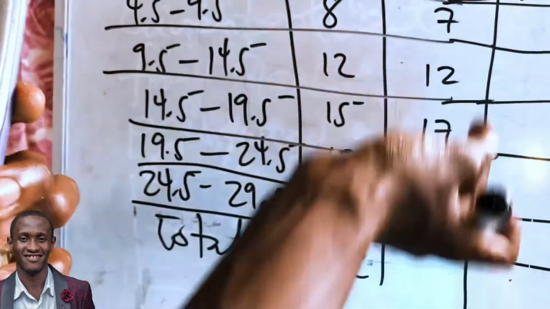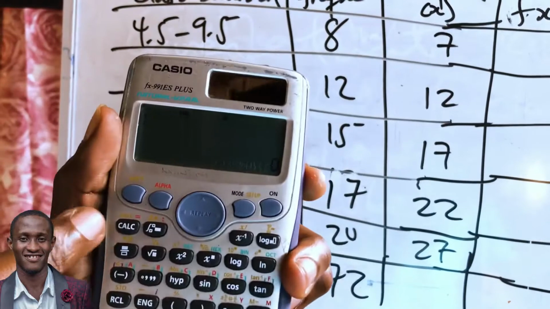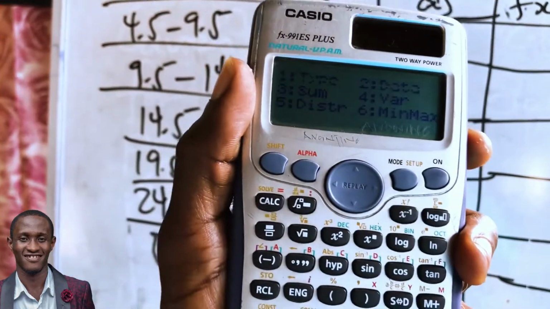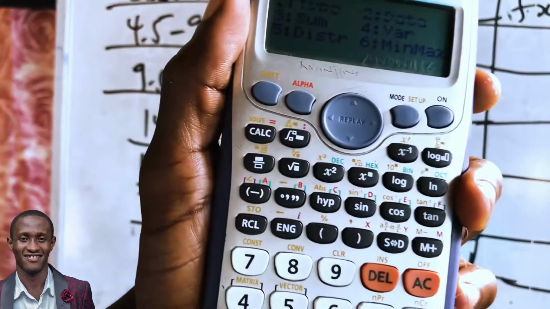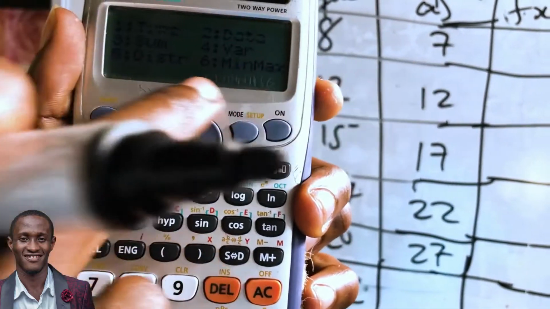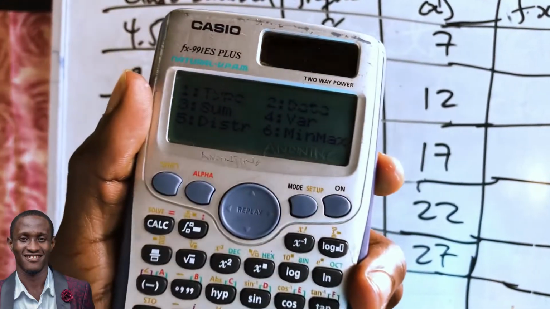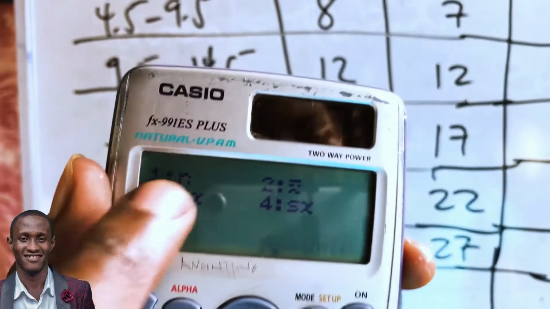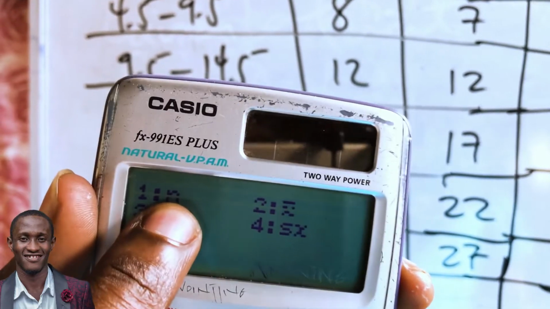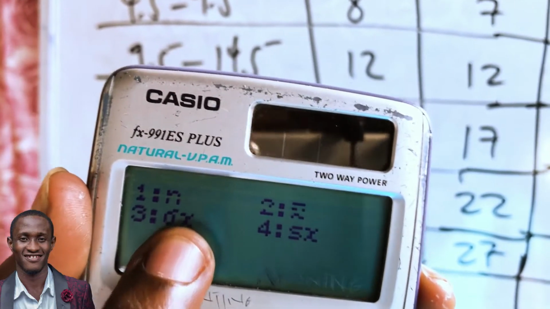Now when you want to access your values or work with the values you have input in the calculator, just press shift and press the start, the one that I pressed initially. So now we see type, data, sum, var, this and that. Now you can go to 4 where the var is. When you press 4, you see n, x bar, this one. This stands for the frequency summation. This stands for the mean. This stands for the standard deviation.